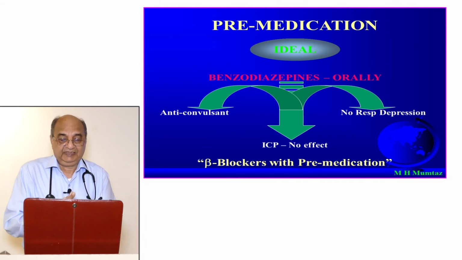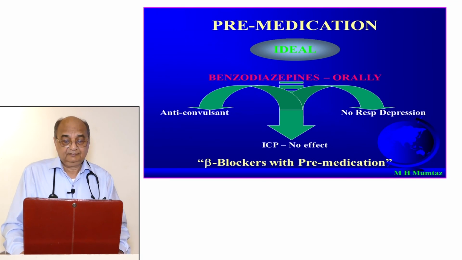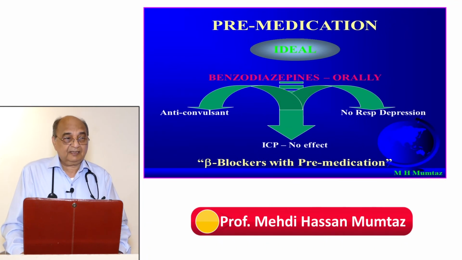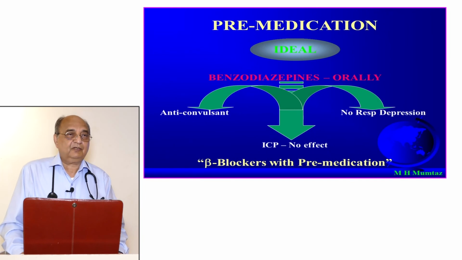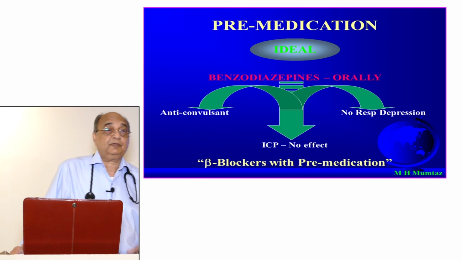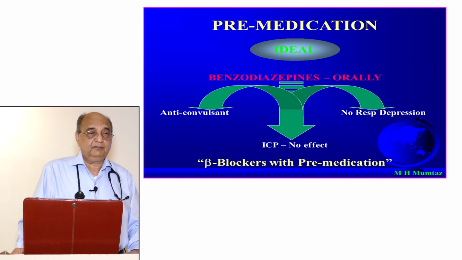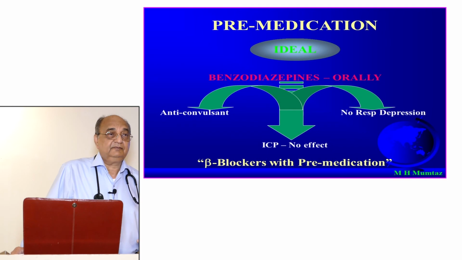Then benzodiazepines are the drug of choice as a pre-medicant. It is an anticonvulsant. It does not have much effect on the intracranial pressure. It does not cause respiratory depression. But it depends how much you are using and which benzodiazepine you are using. There are 43 types of benzodiazepines. Now, all the benzodiazepines, if you give them in a higher dose, are neuromuscular blockers. They cause a non-depolarizing type of muscle relaxation effect.